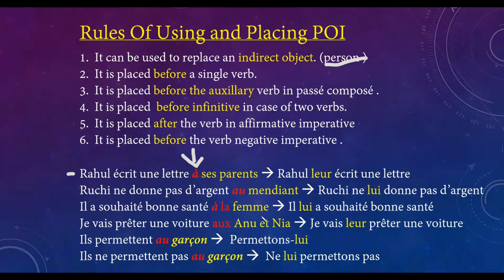As you've seen, masculine and feminine singular is the same, lui. So, il lui a souhaité bonne santé. Lui is placed before the auxiliary a.